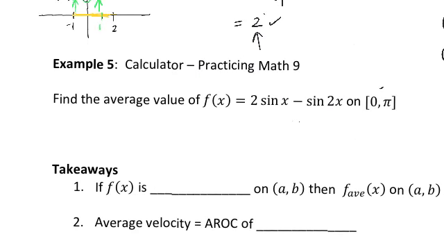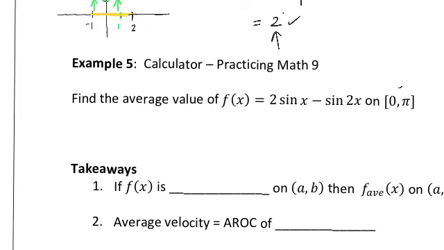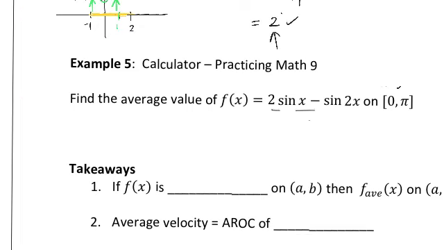Okay, our last problem here is find the average value of f of x equals 2 sine x minus sine 2x on the interval 0 to pi. So we're going to use our calculator and practice Math 9 to do this problem.